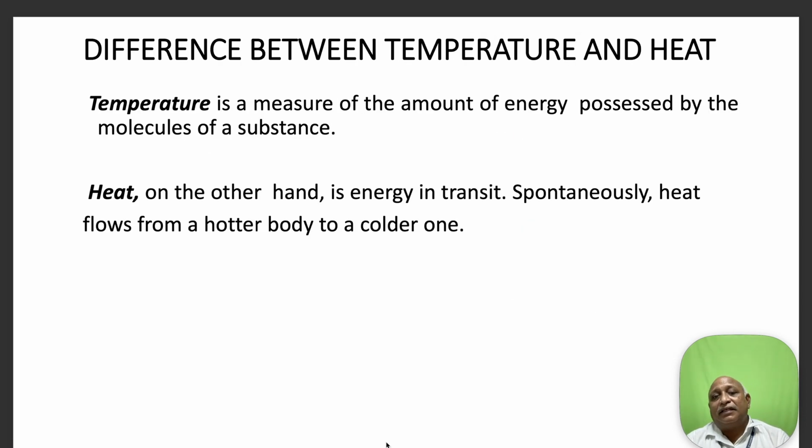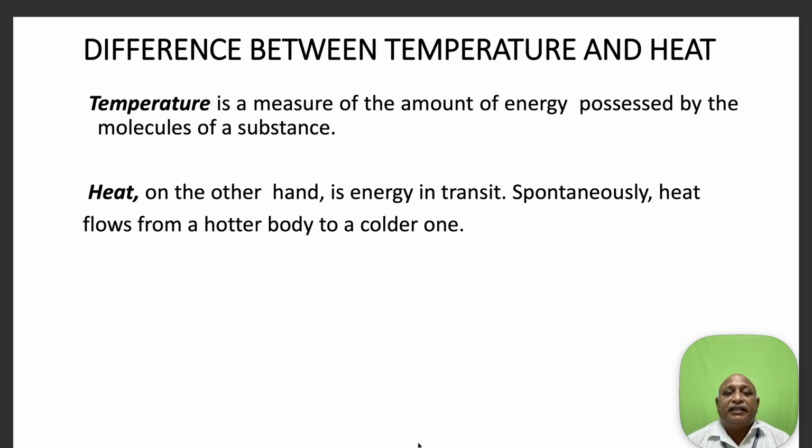Since this is the introduction part, I want to tell you about the difference between temperature and heat. We know that temperature is a measure of the amount of energy possessed by the molecules of a substance. Whereas heat, on the other hand, is nothing but energy in transit. That is, it is not static; it keeps on moving dynamically. Spontaneously, heat flows from a hotter body to a colder one.